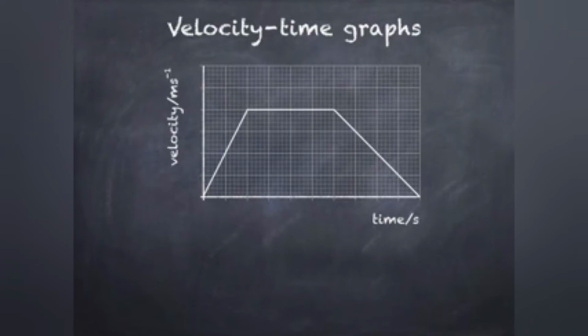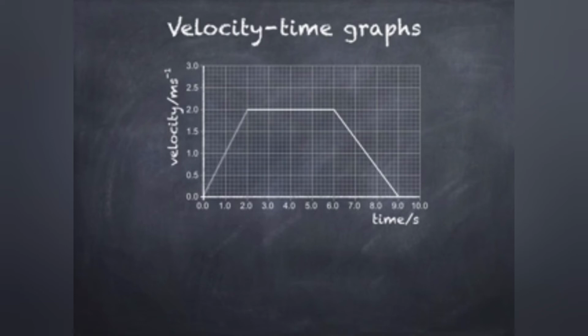If the object has the same decrease in velocity over a short time, like this, the deceleration will be greater. Now look at a graph showing the velocity ranging from 0 to 3 meters per second and a time interval of 0 to 10 seconds.